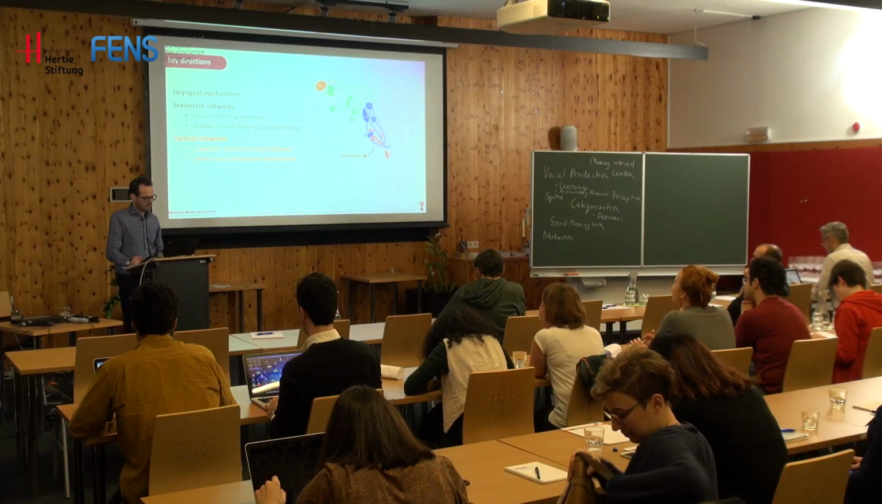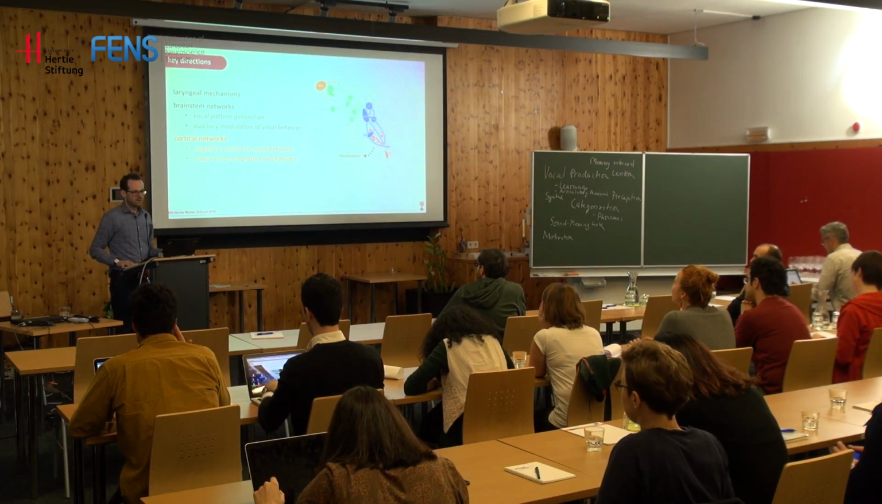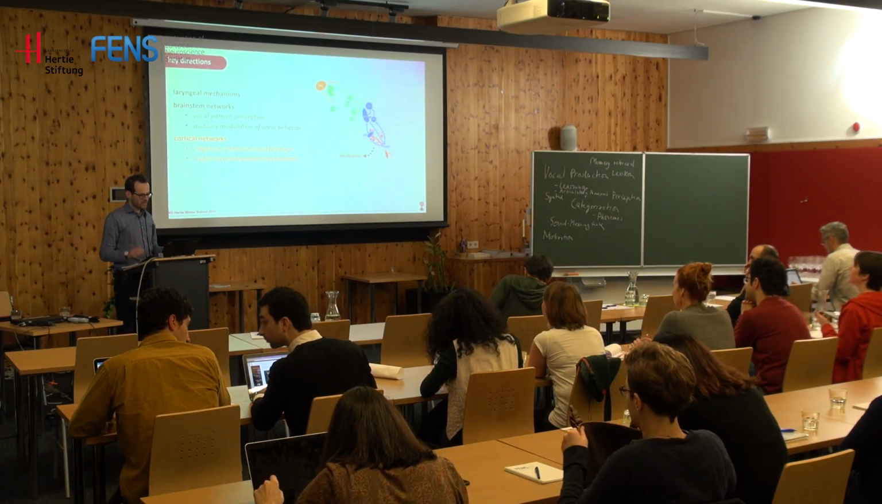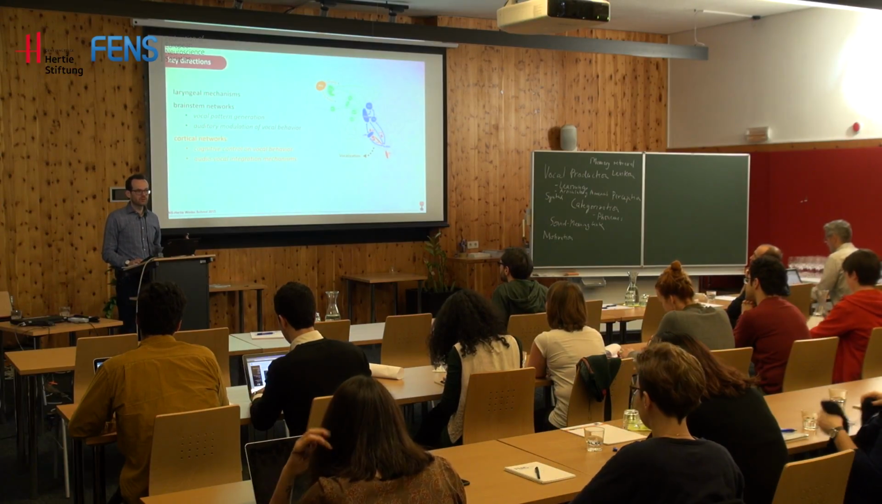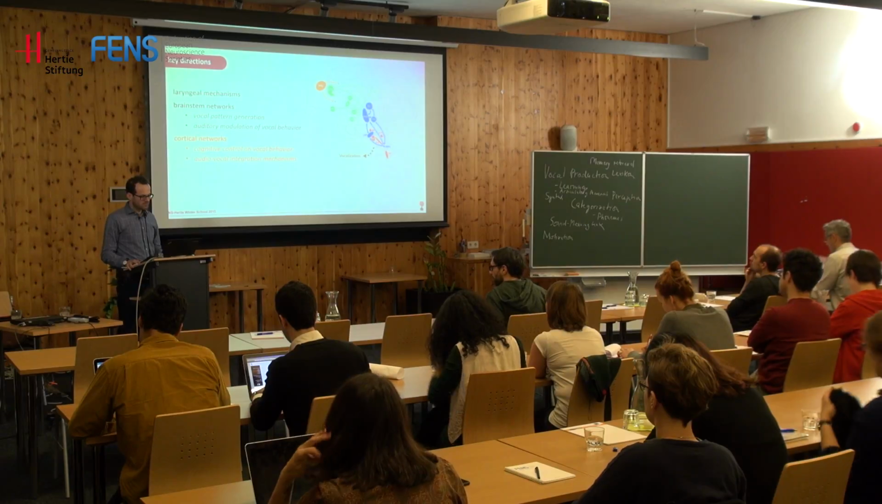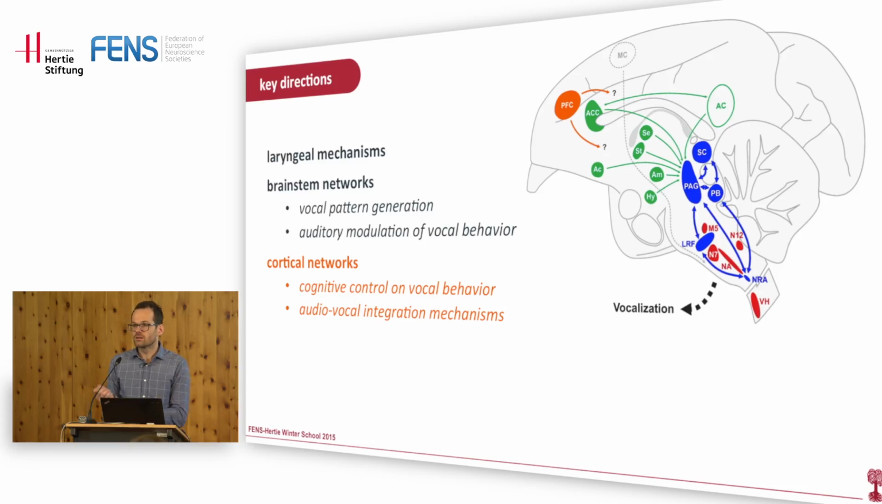So, I think we are ready for the second part of the lecture, which will now lead us further up in the brain to cortical networks and how they might be involved in mammalian vocalization. And maybe in the first part I was a little bit too strict in saying that animals can perform vocal behavior without cortex. They don't need cortex at all. Well, this is probably true for the generation of the vocal patterns.